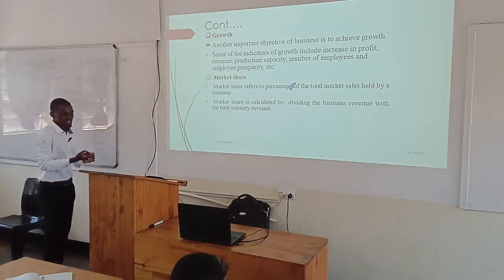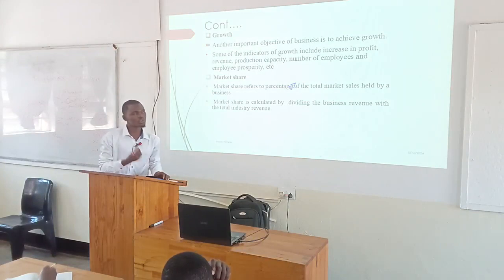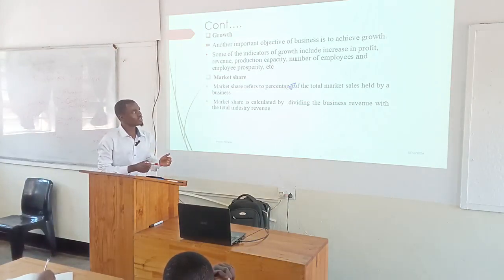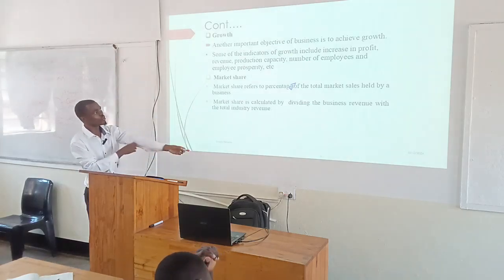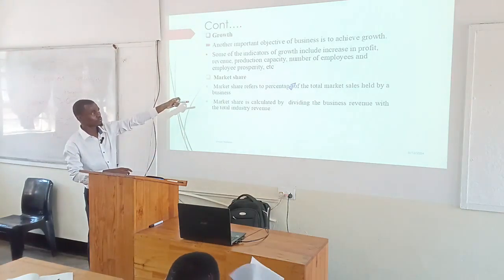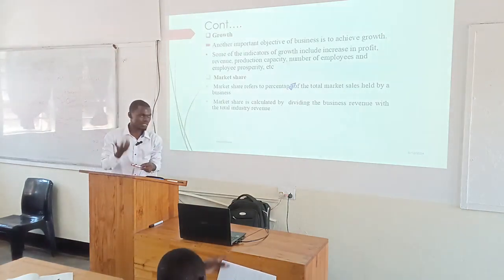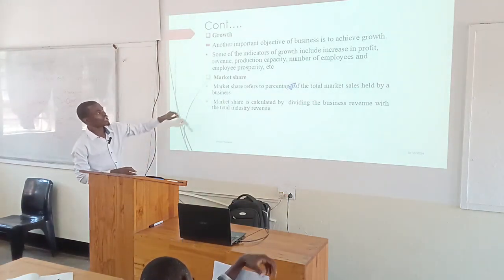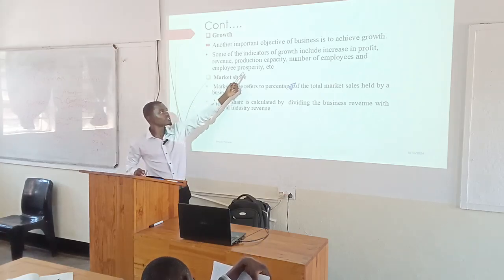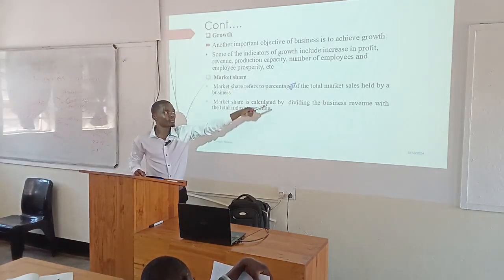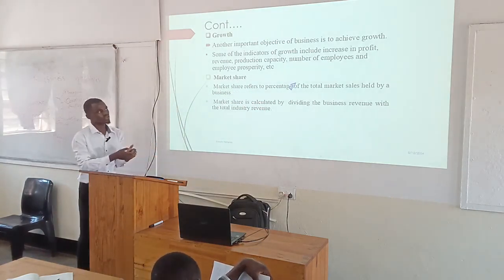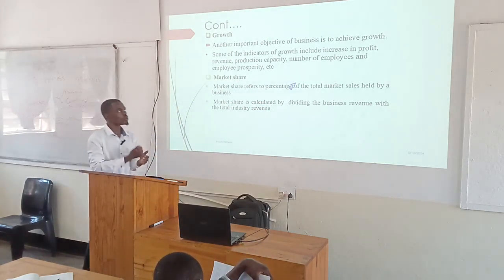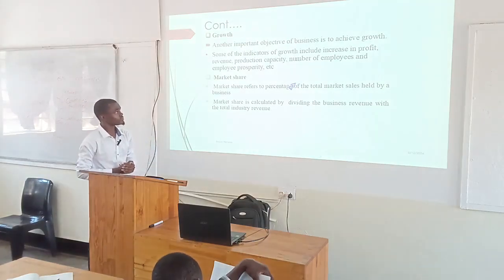Now we have to grow as an organization. So we shouldn't be at the same place, but we should be advancing as an organization. So how do we advance? Advancement or growth can come in terms of profits. So we have to increase the profits, or increase the production capacity, or the number of employees. So all those strategies will be made in order to grow the business.